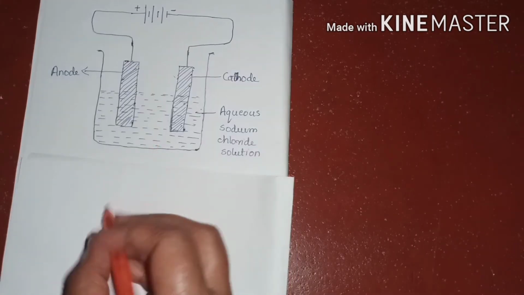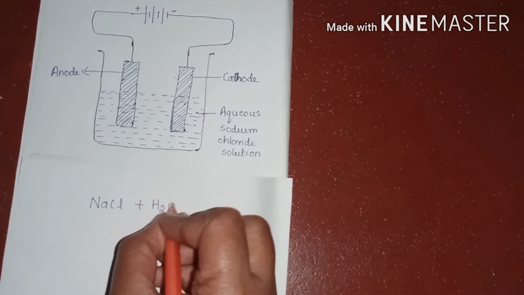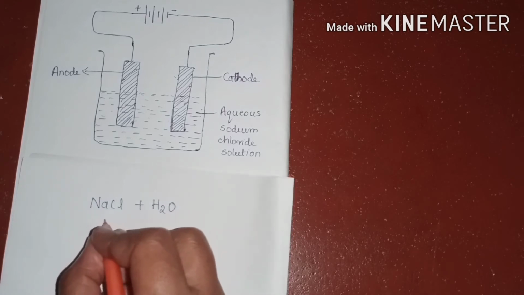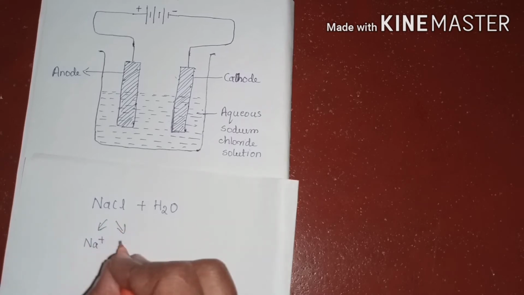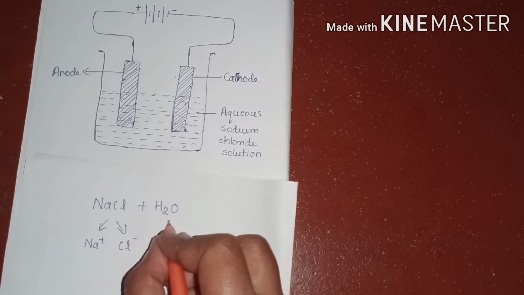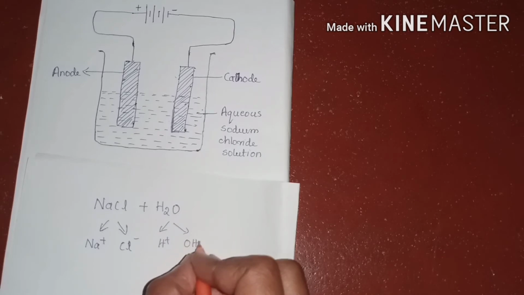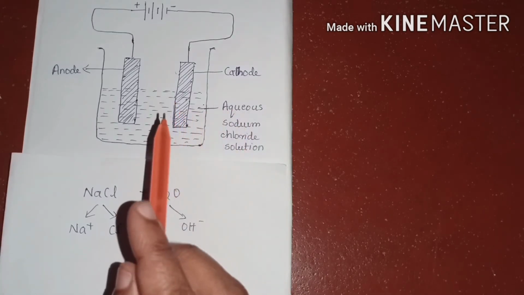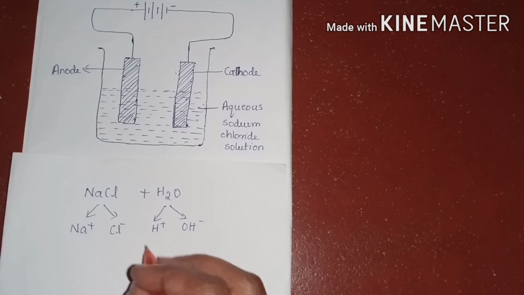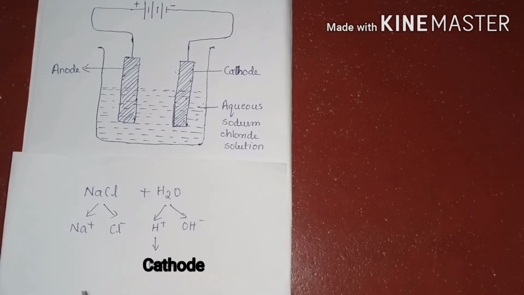So, this solution contains NaCl, that is sodium chloride, and water. Which ions are present in this solution? Sodium chloride on splitting gives Na+ and Cl-. Water on dissociation gives H+ ions and OH- ions. On passing electricity through this solution, the H+ ions move towards the cathode and the Cl- ions move towards the anode.